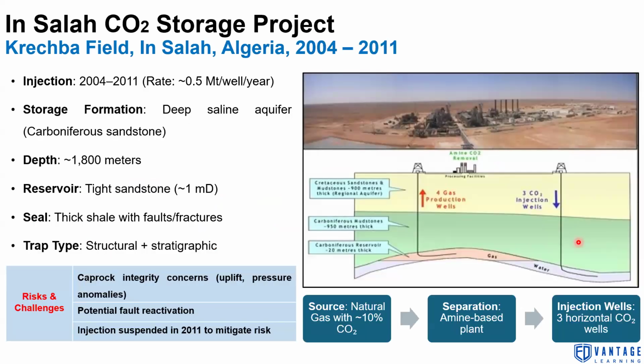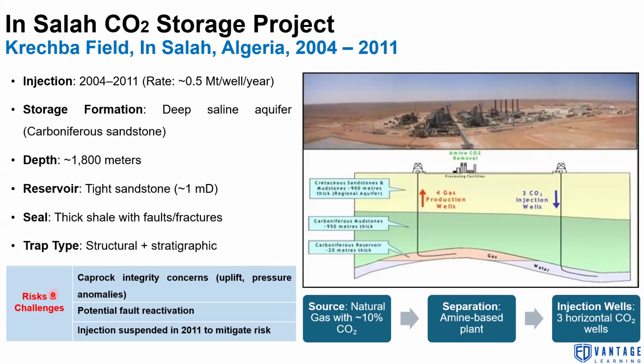There is one good project as a case study that you can look at: the In Salah CO2 storage project in Krechba field, In Salah, Algeria, where CO2 was injected at about 0.5 million metric tons per well per year. The formation was a saline aquifer, carboniferous sandstone at a depth of 1,800 meters, tight sandstone of 1 millidarcy, and the seal is thick shale with faults and fractures. The trap type is structural and stratigraphic, because it was only for 7 years.